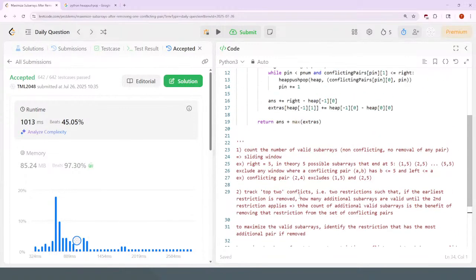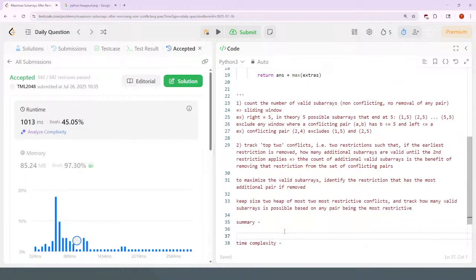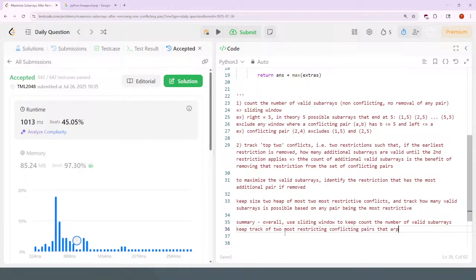Okay. So in summary, this is going to be: use sliding window to keep track, to count the number of valid subarrays, keep track of two most restrictive conflicting pairs that apply to the current window, where the window is defined based on its right index.